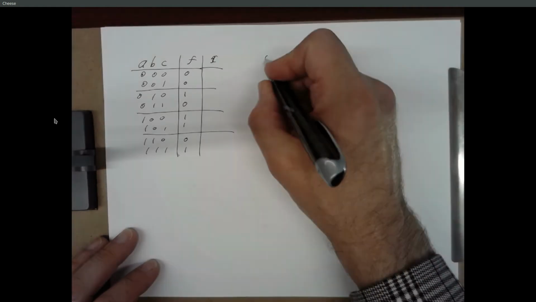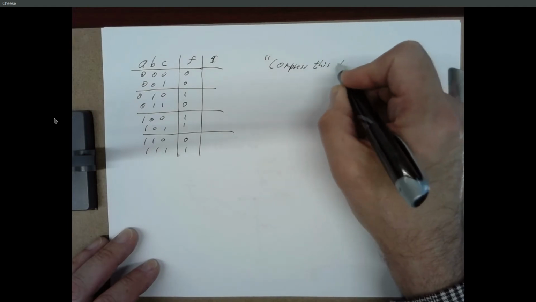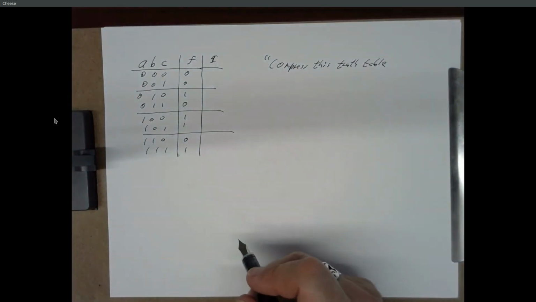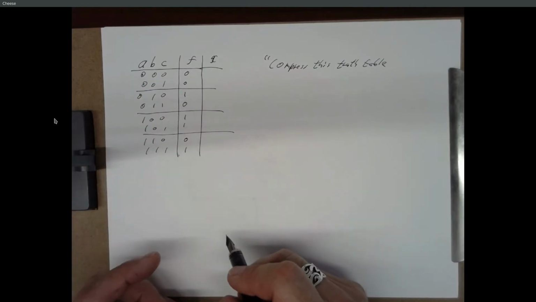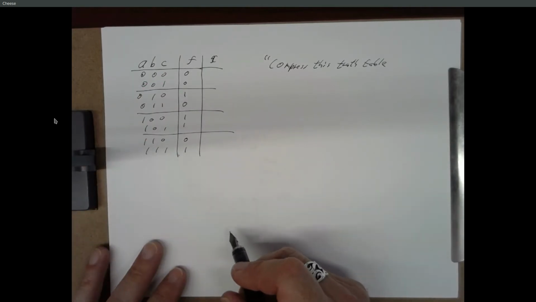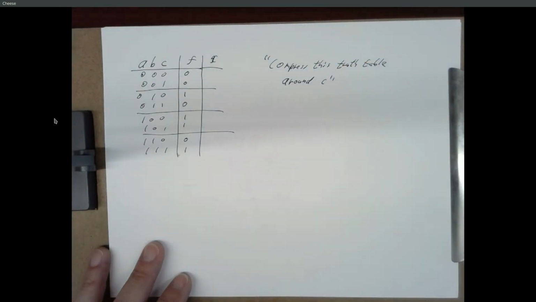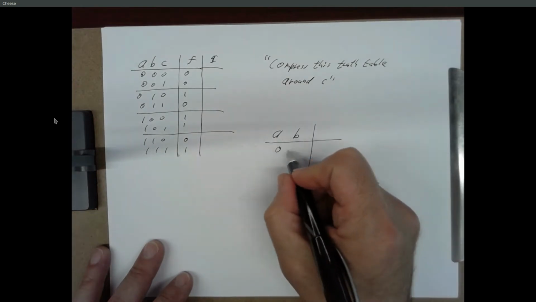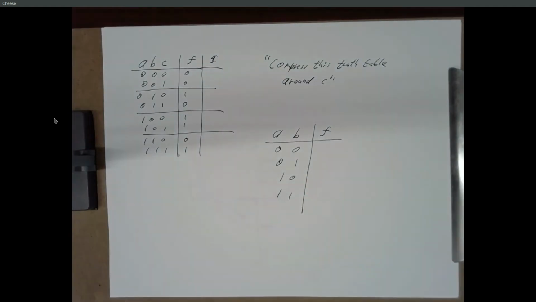So we're going to do what's called compress this truth table. And we compress around a variable. It means we're basically going to move that variable out of the input column. When we have fewer inputs, we have a smaller table. So let's compress this truth table around C. So I want a new truth table which only has A and B for inputs. But I'm going to allow C, or some equation involving C, to appear in the output.